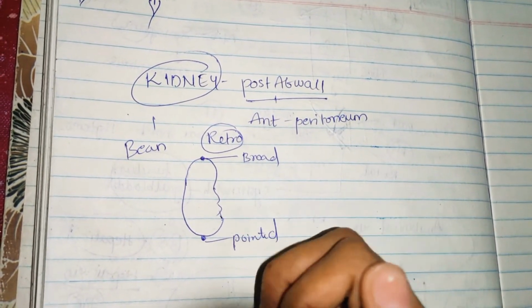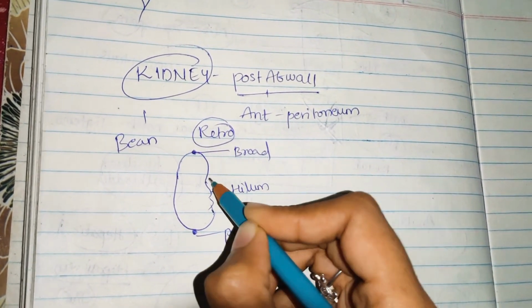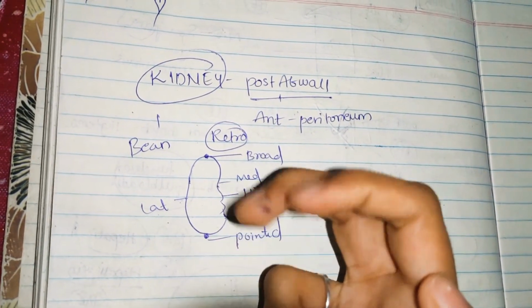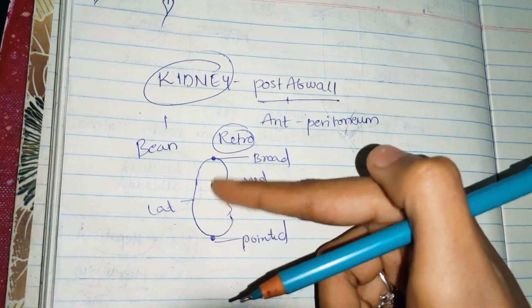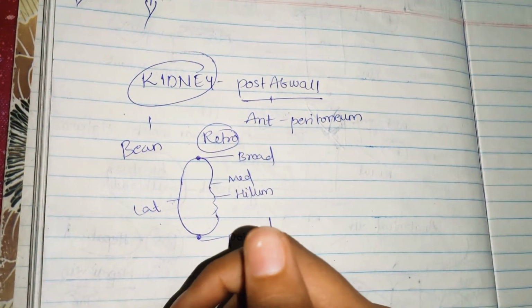The kidney has two borders. One is the medial border. How to find the medial border? The side where you have the hilum will be the medial border, and the other will be the lateral border. And it has two surfaces. This one, which you can see, is the anterior surface. If you see the same from the posterior backside, then it will be the posterior surface.